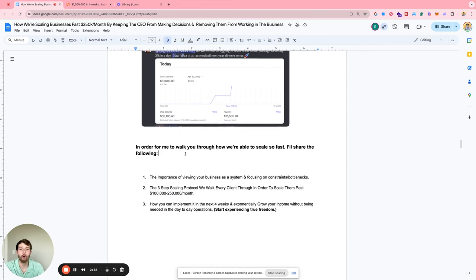And in order for me to walk you through how we're going to be able to scale so fast, I'll share the following. Number one, the importance of viewing your business as a system and focusing on constraints and bottlenecks. Number two is the three-step scaling protocol that we walk every client through in order to scale them past $100,000 to $250,000 per month. And number three, how you can implement it in the next 4 weeks and exponentially grow your income without being needed in the day-to-day operations, so you can ideally start experiencing true freedom. Because we all start a business wanting freedom, and we realize it's a lot more work than any 9-to-5 we could have ever worked, but that's not the case when you set up the right systems.